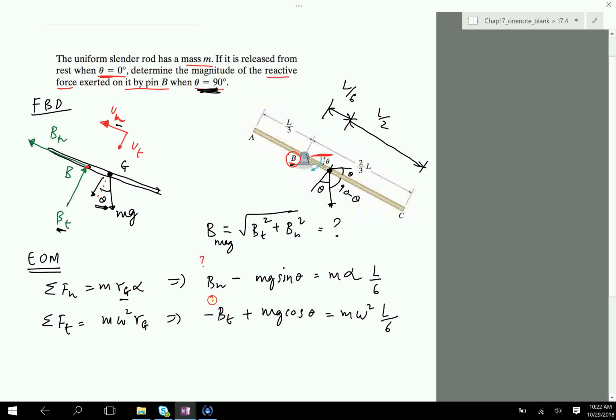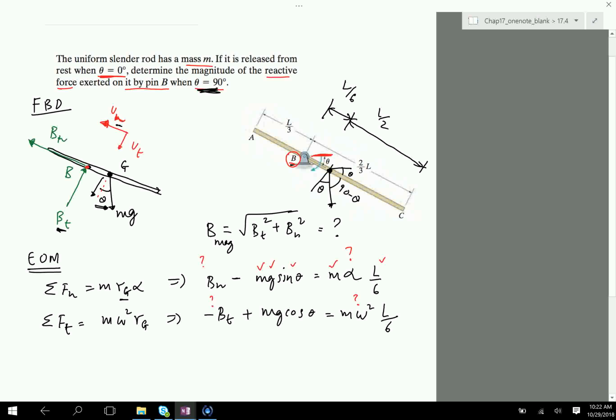So Bn and Bt are unknowns. Mass is given, gravity we can assume is given. Theta we can eventually substitute with 90 degrees. M is known, L is known, alpha is unknown, and so is omega square. So if we can find alpha and omega, we can solve for Bt and Bn and then get the magnitude. So the question is, how do you solve for alpha and omega? That's where we use the third equation, which is the moment equation.